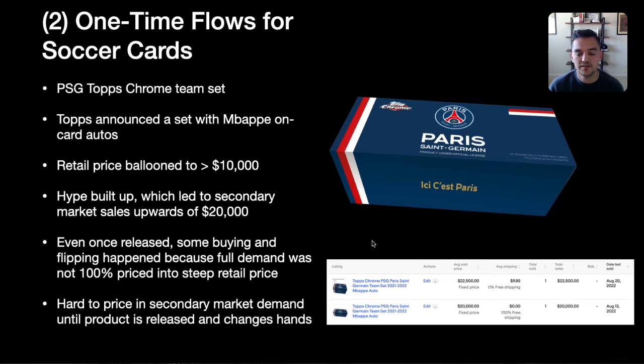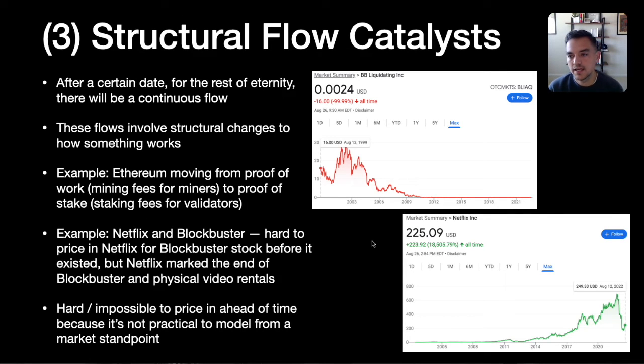And again, these are hard to price in because secondary market demand is kind of unknown until the product actually hits the secondary market and starts changing hands. And the final catalyst here is what is known as a structural flow catalyst. This was described as basically after a certain date, for the rest of eternity, there will be a continuous flow. So things will structurally change forever. And, as the name suggests, these flows involve structural changes to how something works.